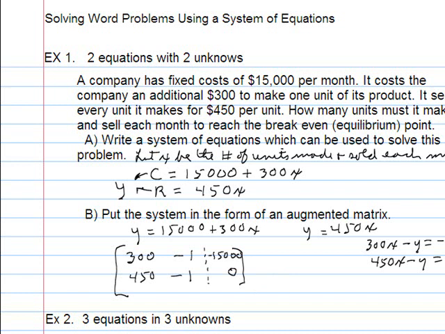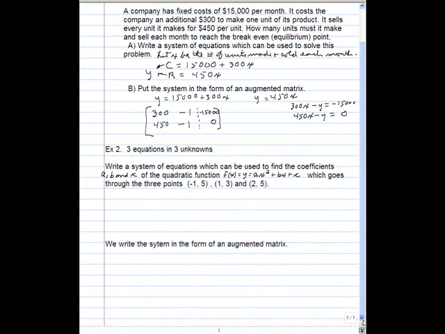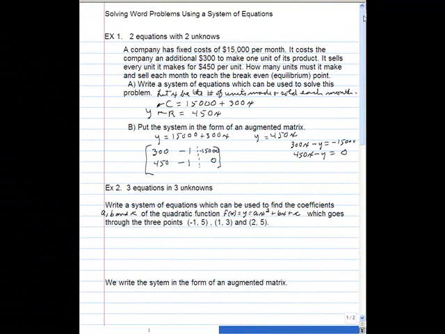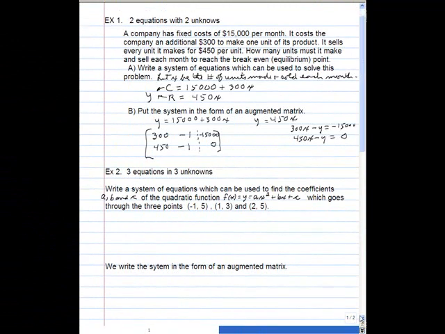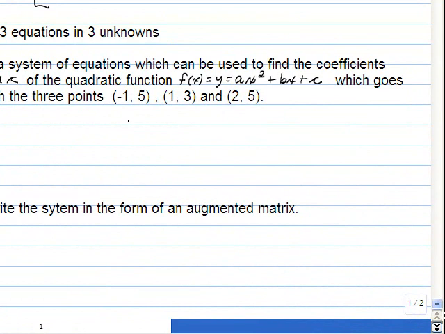Let's go on to another example. In this example, we're going to end up with a system of 3 equations and 3 unknowns. Let me move my page up a little bit. That went a little bit too far. Just wanted to move it up slightly. This is going to result in a system of 3 equations and 3 unknowns.